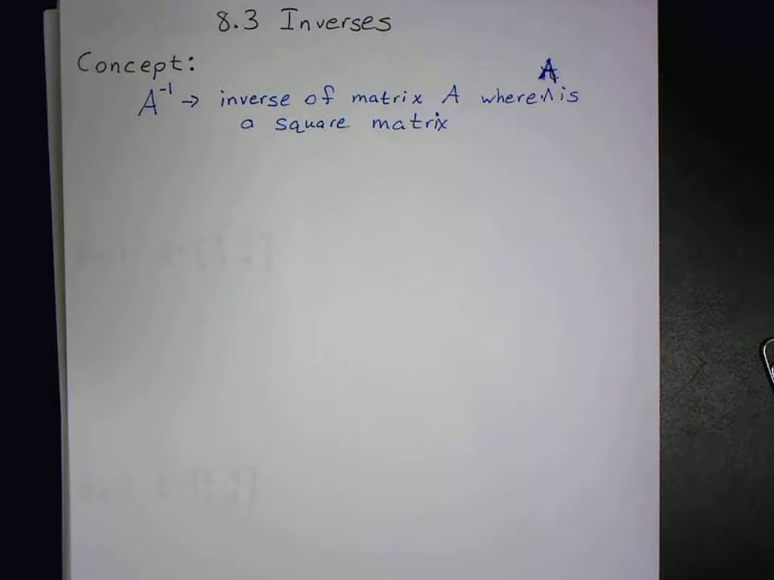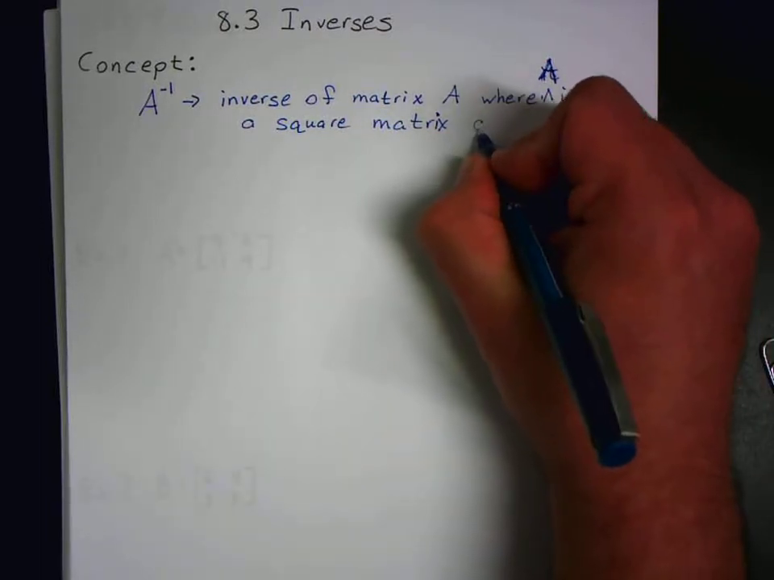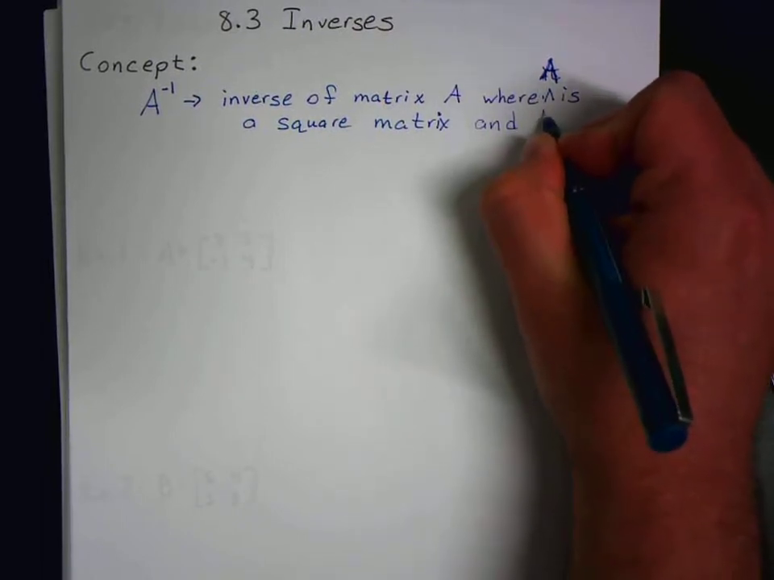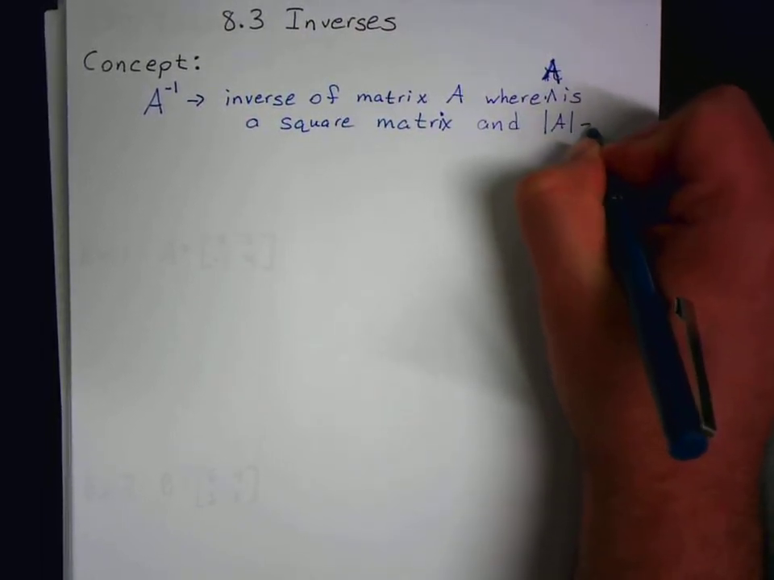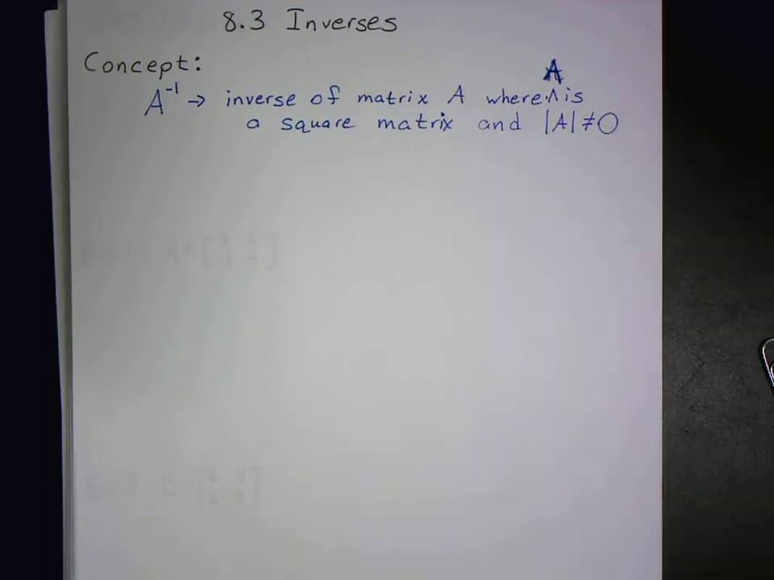Okay, it also only exists if the determinant is not equal to 0. And I'll explain that a little bit here in just a second. It'll make more sense when we go to the definition of a 2 by 2. Okay, so that's kind of a definition of an inverse.